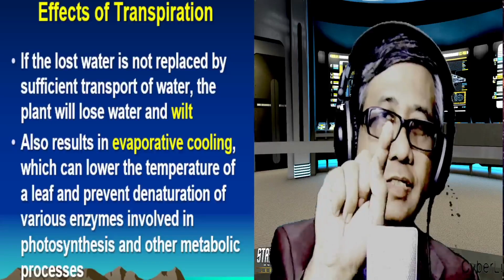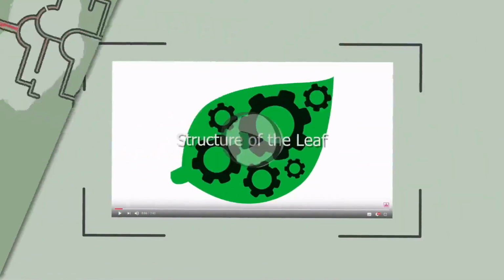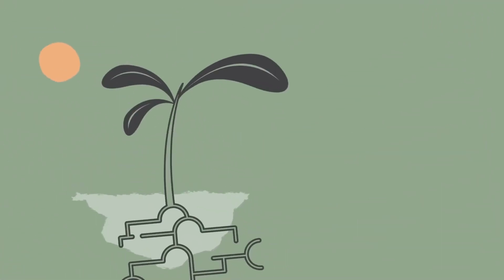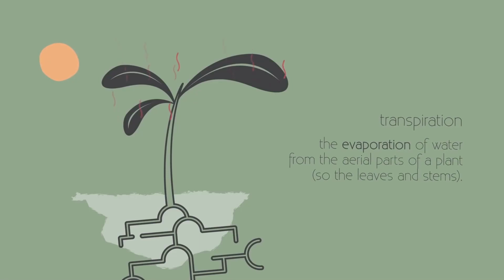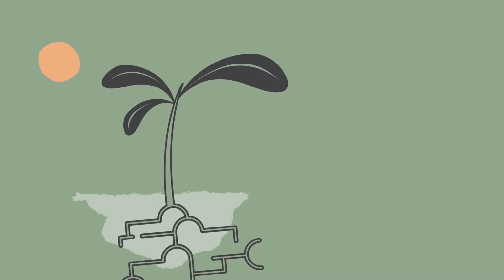Let's watch this. So we know all about the xylem and the phloem, but now we need to know exactly how water and minerals move around the plant. You should already know about the structure of the leaf, but if not, watch this video to remind you. Let's have a look at transpiration and the xylem. Transpiration is the evaporation of water from the aerial parts of the plant, so the leaves and stems. By water evaporating out of these parts, mostly the leaves, a suction pressure is created which draws up the water through the plant. This is called the transpiration pull.